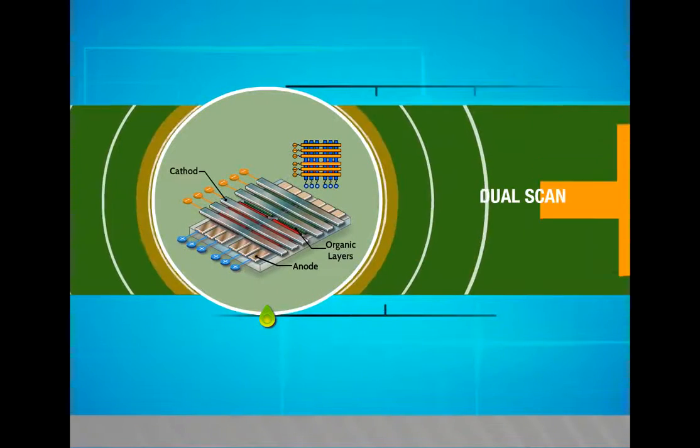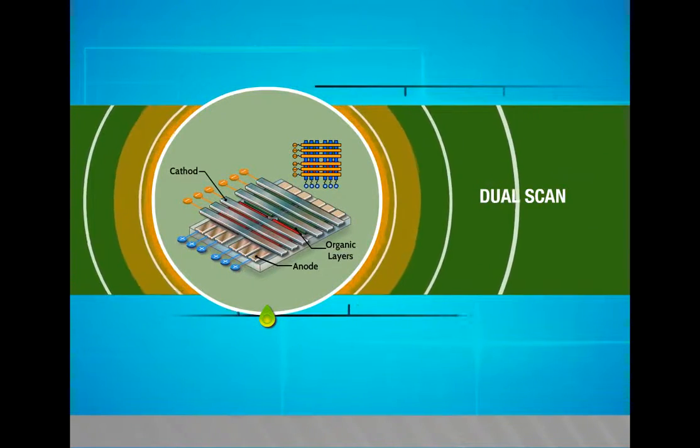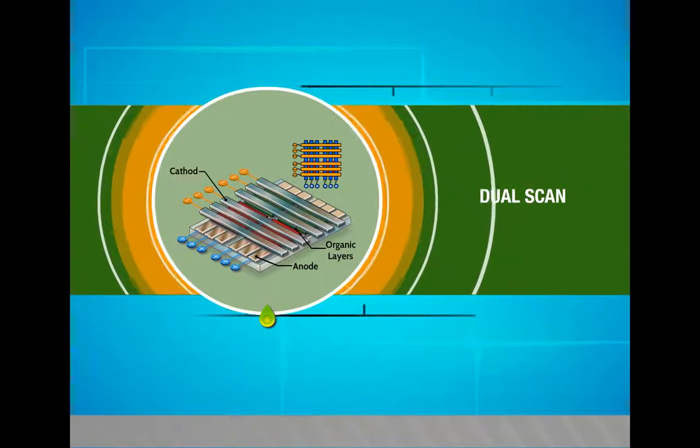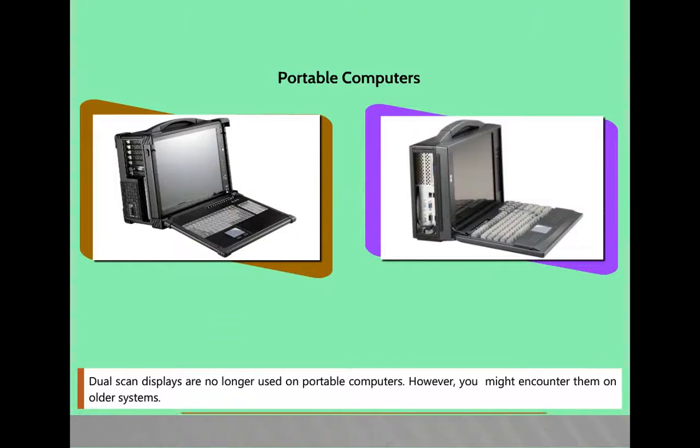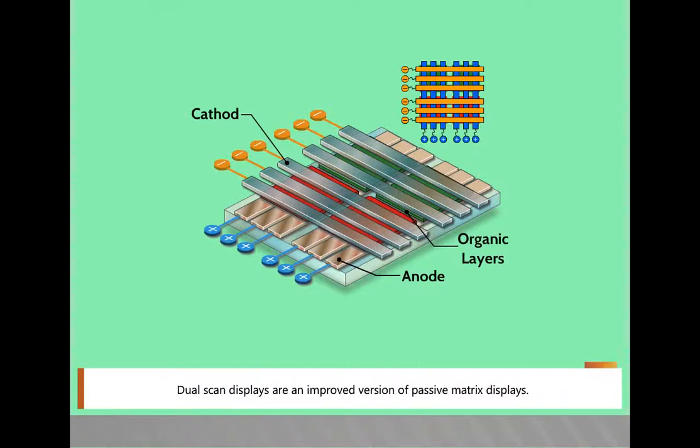Dual scan. In this video, we are going to see about dual scan. Dual scan displays are no longer used on portable computers. However, you might encounter them on older systems. Dual scan displays are an improved version of passive matrix displays.